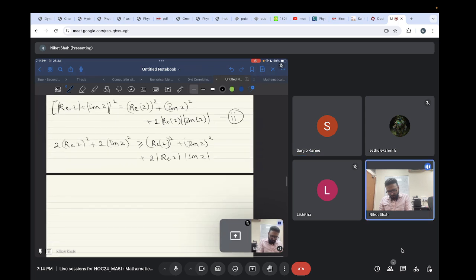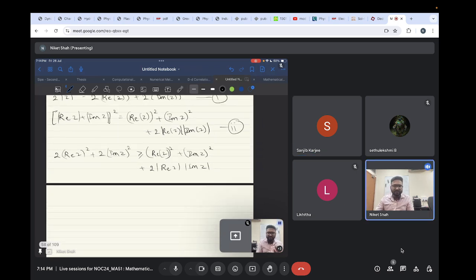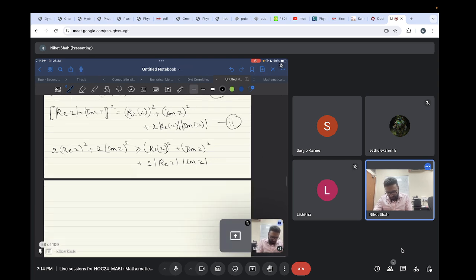Okay, so this is the inequality that we have. I have just written it in the form of an inequality, but we have to prove this. So how do I prove this? Let me just cancel out these. So what I'm left with is real z the whole square plus imaginary z the whole square is greater than or equal to 2 into, I'll take this 2 in the denominator on the left hand side, divided by 2, is greater than or equal to real z mod into imaginary z mod. This is what I have.